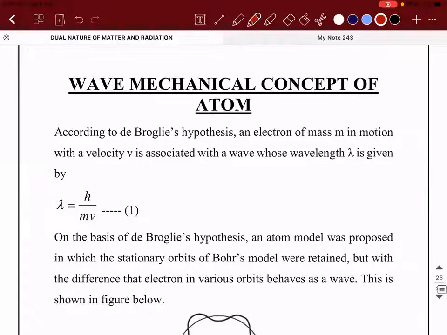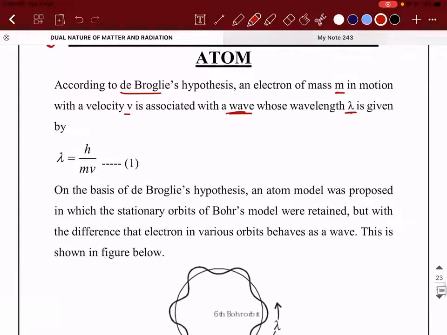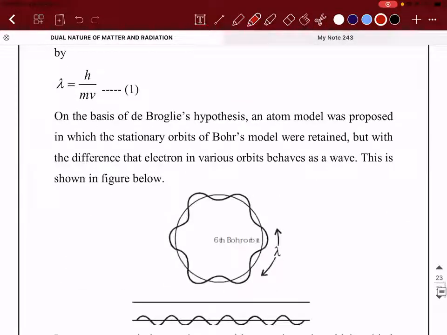Yes. So the last concept of this chapter is the wave mechanical concept of an atom. According to de Broglie hypothesis, we are clear that an electron of mass m in motion with a velocity v is associated with a wave whose wavelength is lambda, and that lambda is h divided by m into v. Right. So on the basis of de Broglie hypothesis, an atom model was proposed in which the stationary orbits of the Bohr model were retained. So what happened?